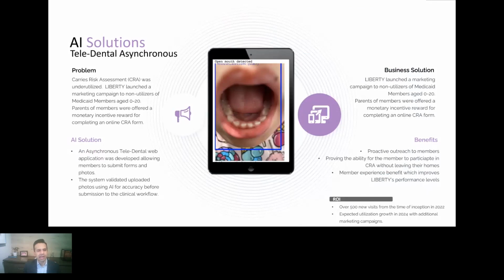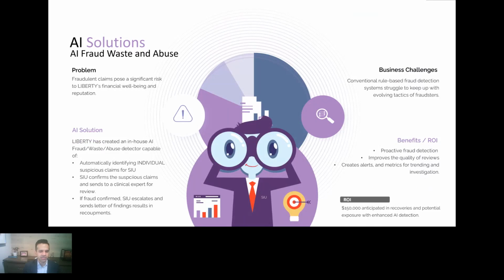This is another solution, which is a teledental asynchronous one, in which the patient sends pictures of their teeth, and our system basically finds out how the tooth looks and tries to identify a problem right out of the bat, right? There are certain solutions on fraud, waste, and abuse. Obviously, this is a typical AI solution in which we try to find the various reasons for fraud, or if there is a fraud or an abuse in care that the dental offices might be doing. We have our AI solutions there.